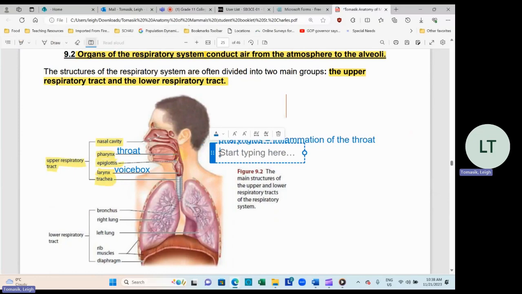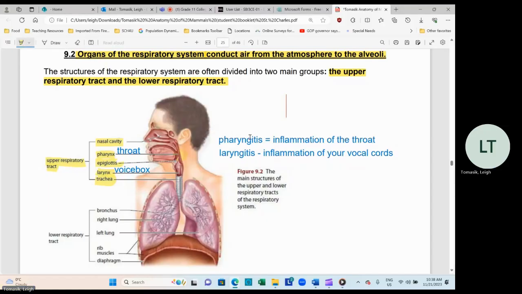And of course, you can have laryngitis, and that is inflammation of your vocal cords. So you can see the pattern here, right? Itis is a part of the word that means inflammation. And the first part of the word tells you what in your body is inflamed.